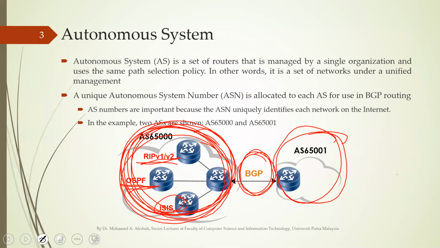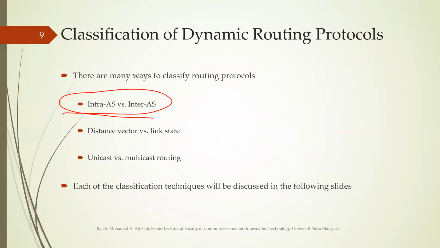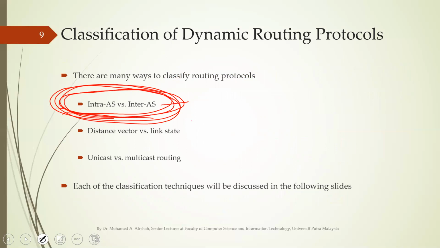And if we want to use routing between more than one autonomous system, in this case, we have to use inter-autonomous system routing. So inter means between different autonomous systems, and intra means inside the same autonomous system. So this is the first one. And the second one, sorry, before that, this one is based on the location inside the autonomous system or outside or between the autonomous systems.